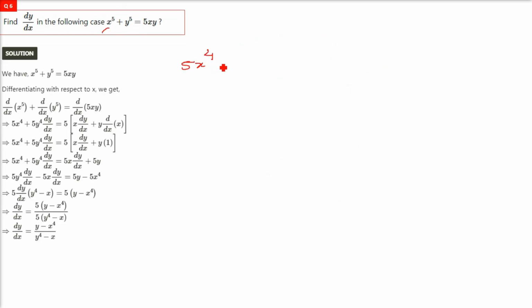Find dy by dx in the following case: x5 plus y5 equals 5xy. So derivative of x raised 5 is 5x4. y5 is 5y4 dy by dx. So this is for x, this is for y, and dy by dx we have to find out. So this 5y4 will be there, but dy by dx will be there. Then 5xy, I am applying the product rule, x dy by dx plus y d by dx of x, that is going to be 1. Okay, you know all of this.